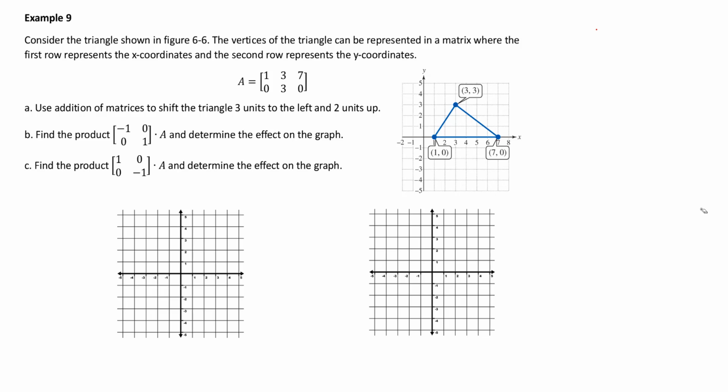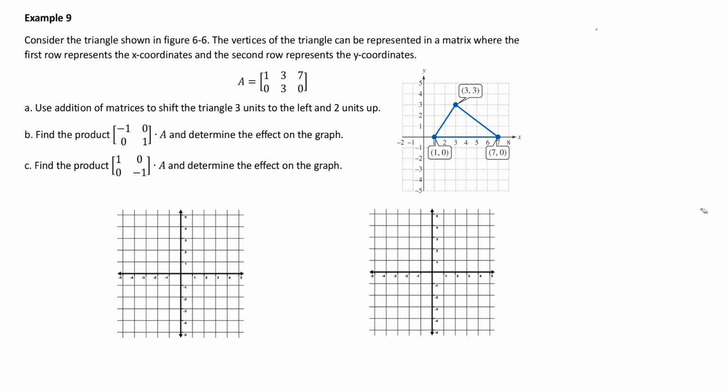Okay, now we have example 9. Consider the triangle in figure 6.6. The vertices of the triangle can be represented in a matrix, where the first row represents the x-coordinates and the second row represents the y-coordinates. Use addition of matrices to shift the triangle 3 units to the left and 2 units up. This is also a fairly trivial thing they're asking you to do, but they're just trying to give you simple applications.